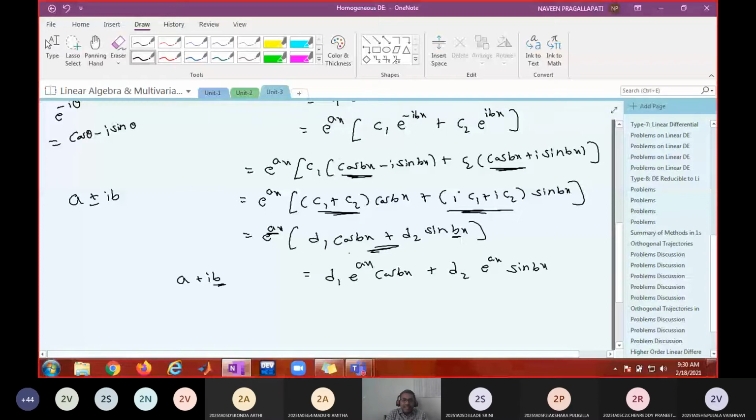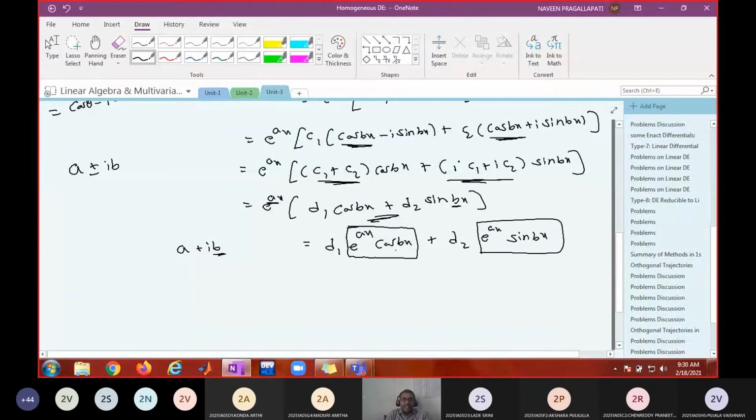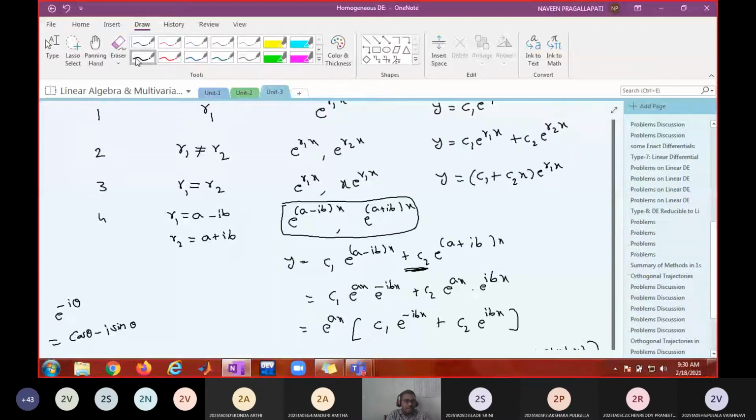So this is another set of linearly independent solutions, and their linear combination is going to be the general solution. This is one pair of linearly independent solutions, and you may consider this as another pair. Both pairs will generate the same set of solutions, forming a solution space. These two also will generate the set of all solutions and form a space, the solution space.